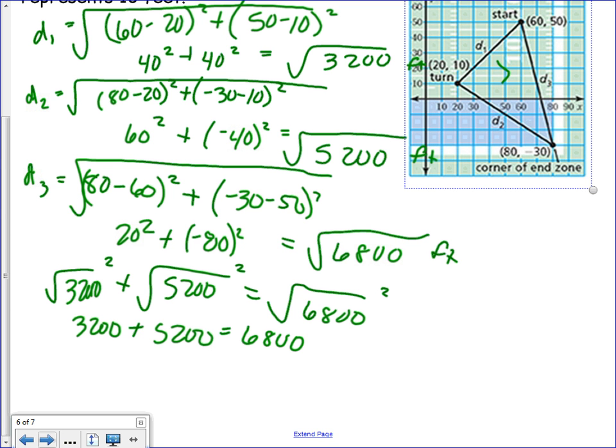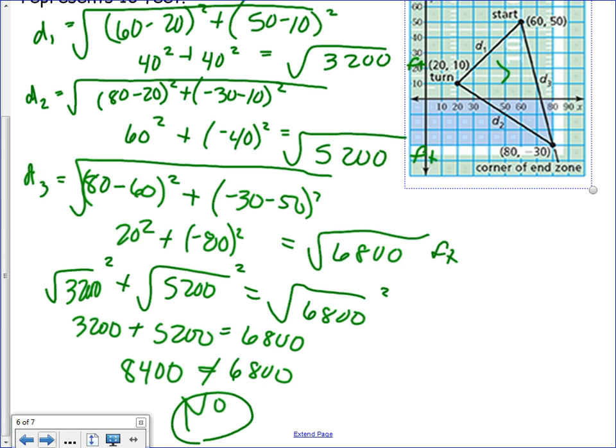Now the sum of 3,200 and 5,200 is 8,400, which is not equal to 6,800. So no, the player did not run the play as designed.